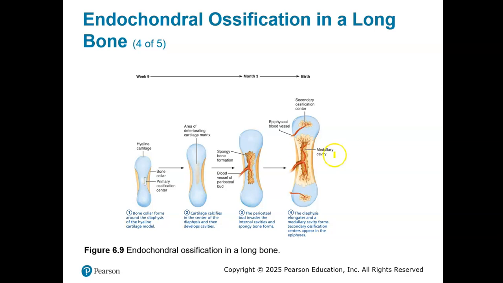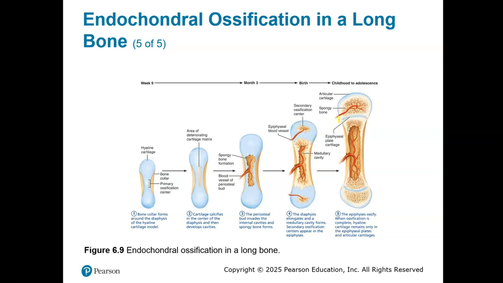In step 4, you're starting to see bone tissue formation in the epiphyses of the long bone, and blood vessels are invading the diaphysis and the epiphysis as well. We call the ossification centers in the epiphyses, we call those secondary ossification centers.